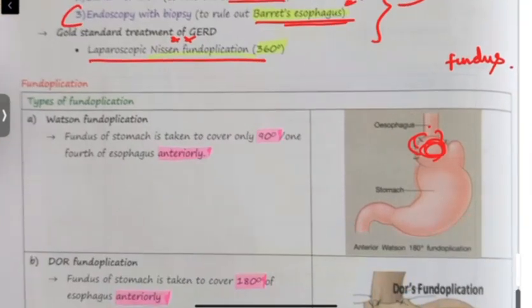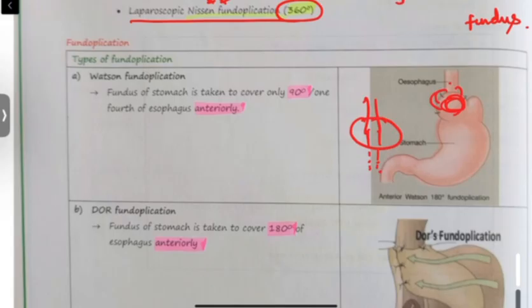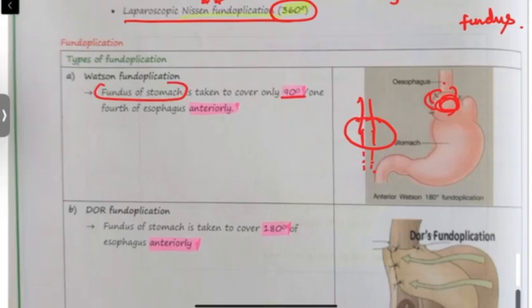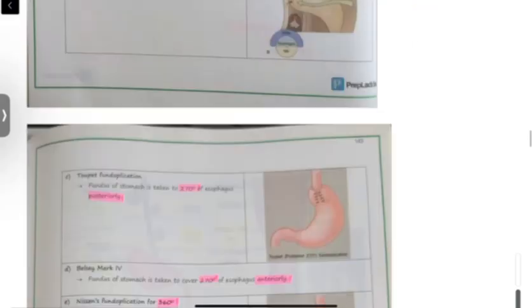There are different types of this. 360 degrees means the entire esophagus is covered by the fundus of the stomach. So this is 360 degrees. That is called Nissen's fundoplication. There are other types where only 90 degrees, only the anterior part of the fundus of the stomach is sutured with the esophagus. Then that is Watson fundoplication. If it is Dor fundoplication, we cover 180 degrees, like one side, while the opposite side is left open. So this is Dor's fundoplication, and we cover 180 degrees anteriorly.